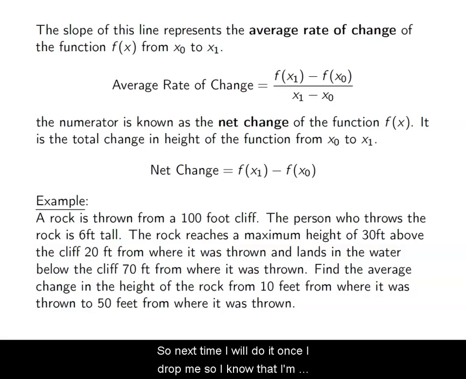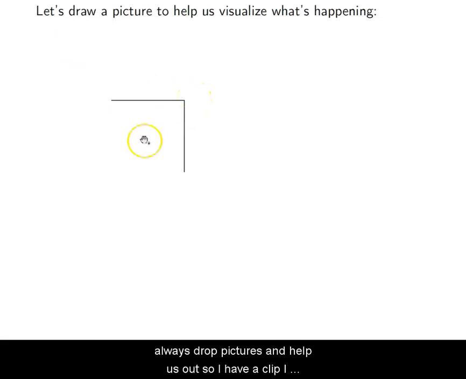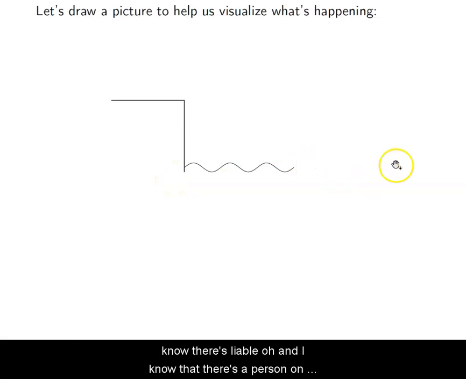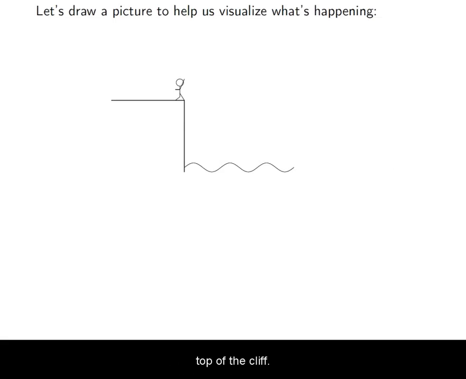Next time I read through it, I'll want to try to draw something. I know that I'm going to have a 100-foot cliff, so let's start with that. Let's try to draw a picture. I always draw pictures. It helps us out. So I have a cliff. I know there's water below, and I know that there's a person on top of the cliff. The height of this cliff is 100 feet. This guy or girl here is 6 feet. Okay, so I have that.